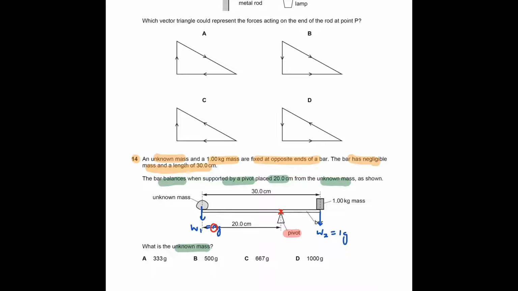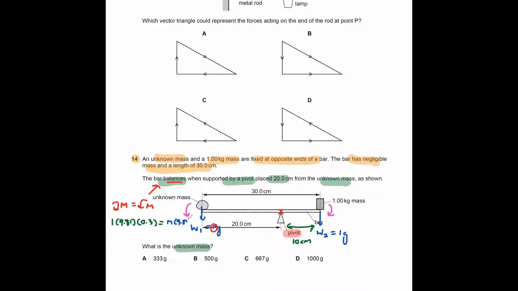So in your case, they already told you the bar balances. That already tells you that clockwise moment equals anti-clockwise moment. The mass on the left-hand side gives you counterclockwise. The mass on the right-hand side gives you clockwise. So from there, you still need to identify the perpendicular distances. For your clockwise moment, this will be 1 times 9.81 times your perpendicular distance of 10 centimeter, 0.1, change to meter.